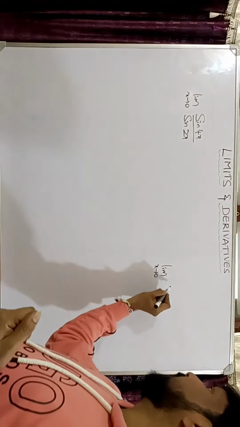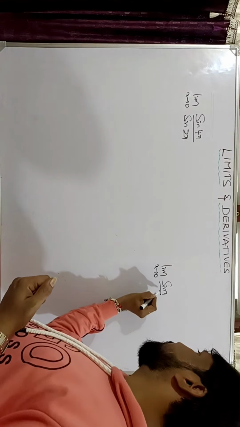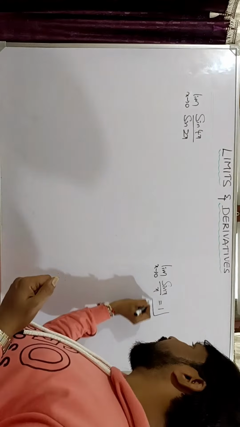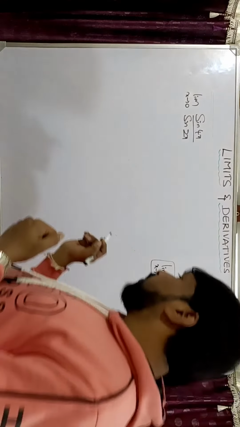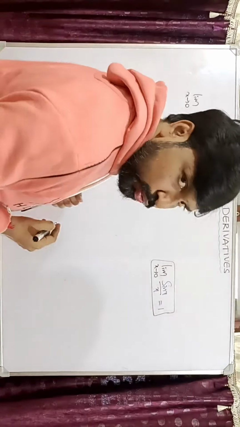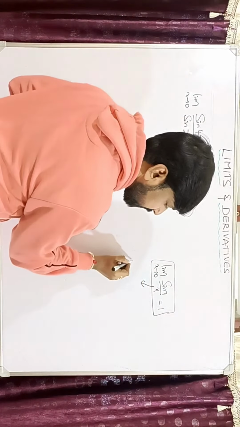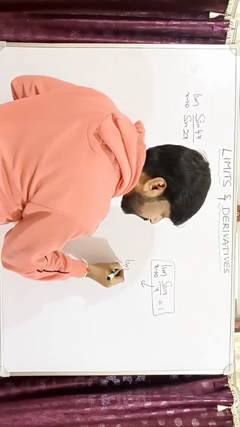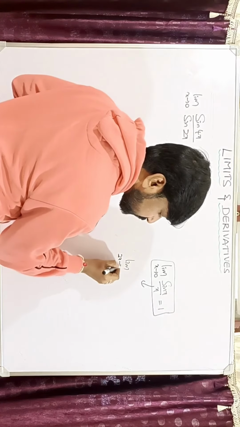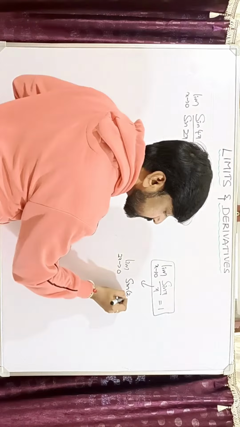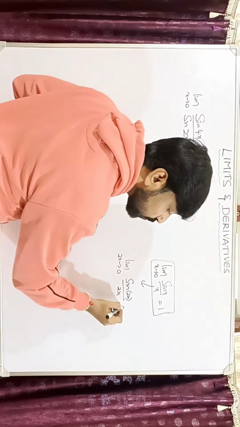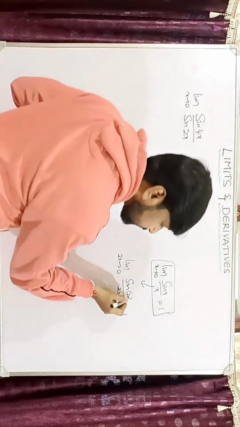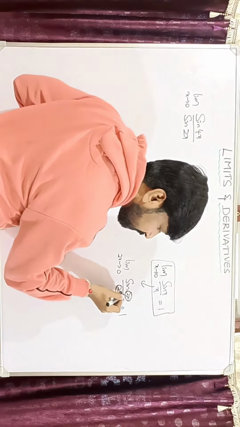What is the formula? Limit x tends to 0, sin x by x is equal to 1. This is the formula. We also need to know the extension of this formula. Limit x tends to 0, sin x by x equal to 1 means limit 2x tends to 0, sin 2x by 2x is also 1. The meaning is, if these two are the same, then the result will become 1.